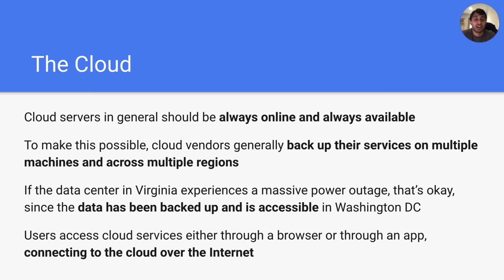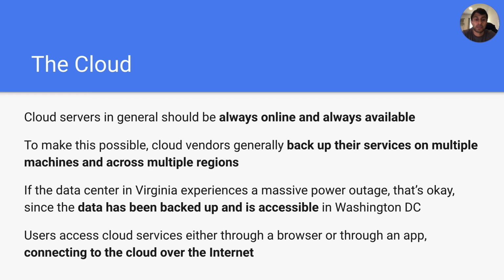So let's say you have a database that's sitting on a virtual machine on a physical machine that is located in a data center in Virginia. If the data center in Virginia experiences a massive power outage or other act of God, which in this day and age is more and more likely, that's okay, since the data has been backed up and is accessible in another virtual machine on another physical machine somewhere in Washington, D.C. This is another big advantage over maintaining your own physical servers. If that same act of God were to wipe out the servers in your office, you'd probably be out of luck.